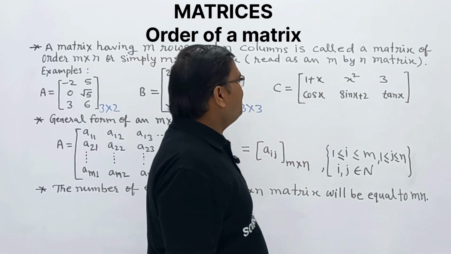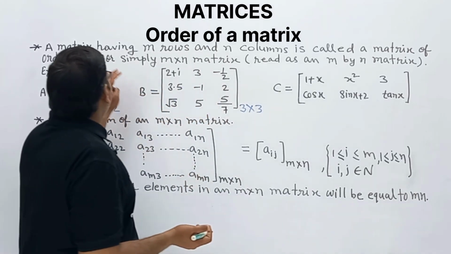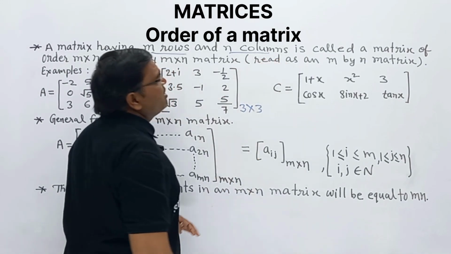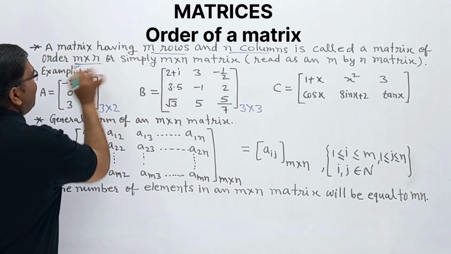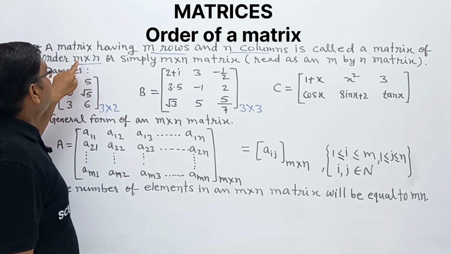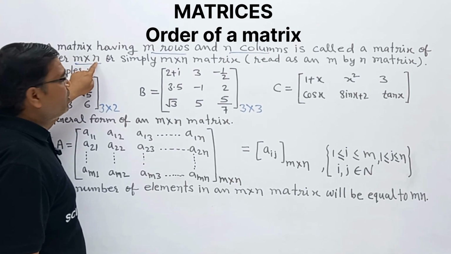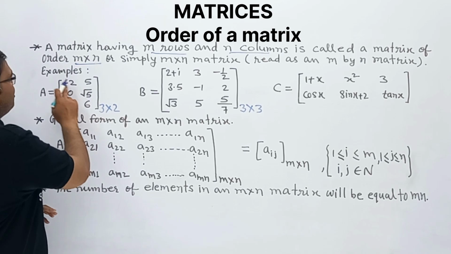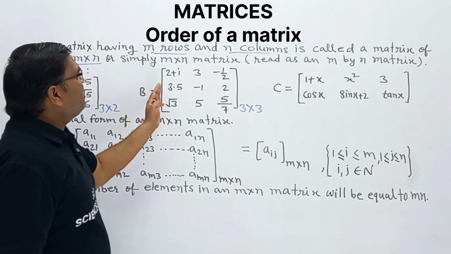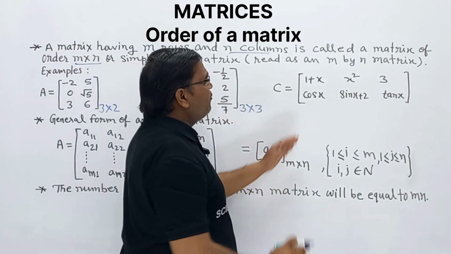We have one matrix C. What about its order? What are we studying? Order. If any matrix has m rows and n columns, then the order will be m by n. Clear? First we write rows, then columns. So m is the number of rows, and n is the number of columns. This matrix has 3 rows and 2 columns, so the order will be 3 by 2. This matrix has 3 rows and 3 columns, so the order will be 3 by 3.